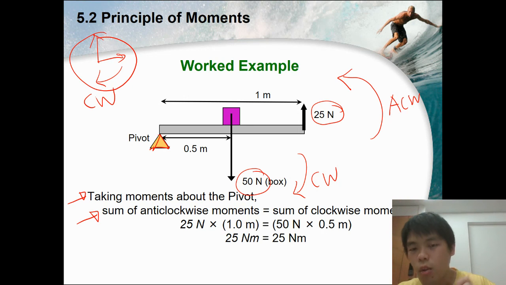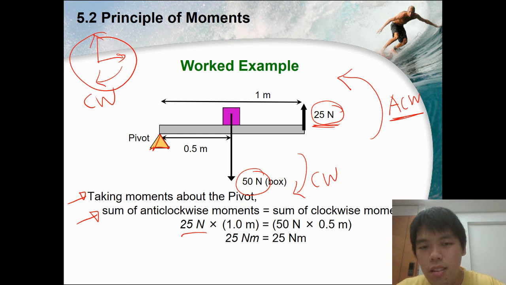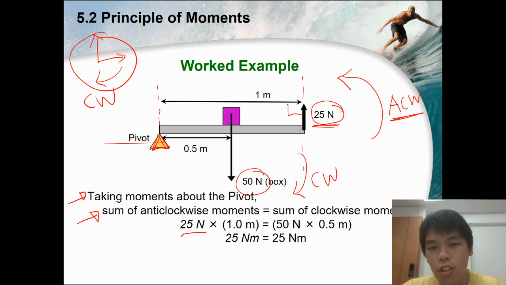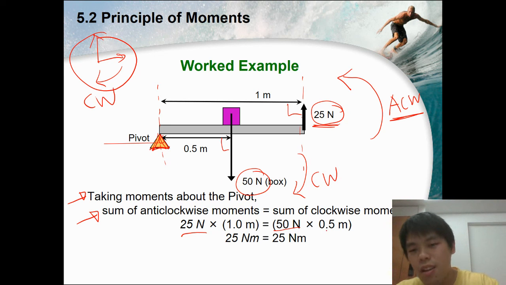Which is anti-clockwise? 25. I take 25. What is the distance? 1 meter all the way to my pivot. Remember, it must be a perpendicular distance to the line of action of the force. So 1 meter. Then I take the next one, which is clockwise. Clockwise is here, 50 newtons. I take my 50 newtons times where? 0.5, because from the pivot, 90 degrees, 0.5.